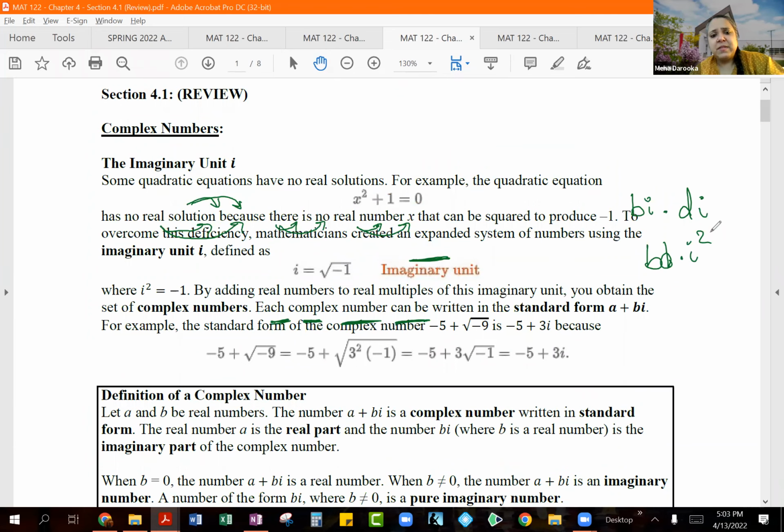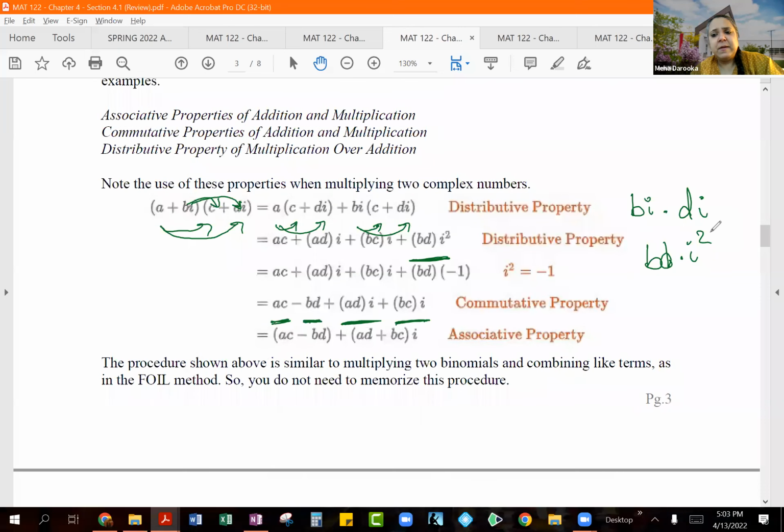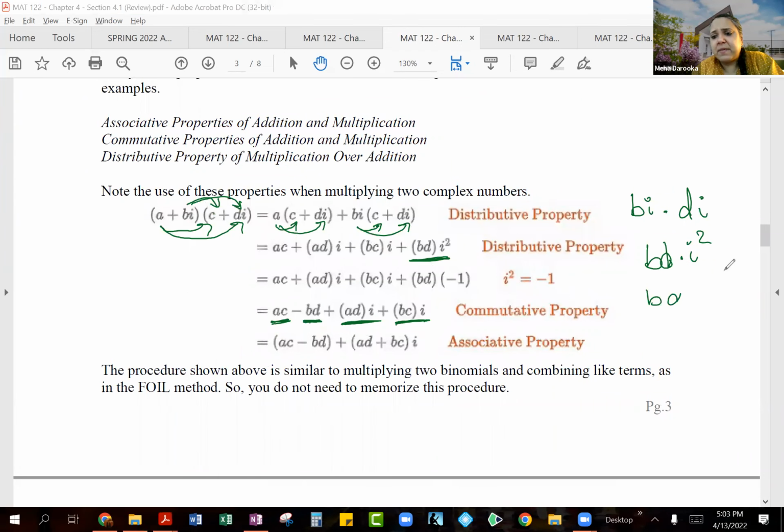So i squared comes out to be -1, which means when you clean this up, you are basically taking BD times -1, which is what they had over here. And -1 will, of course, convert this into a negative BD. So that's actually what happens over here. And this will be true any time you are multiplying two complex numbers. That last term from your FOIL will actually end up converting to a real number.